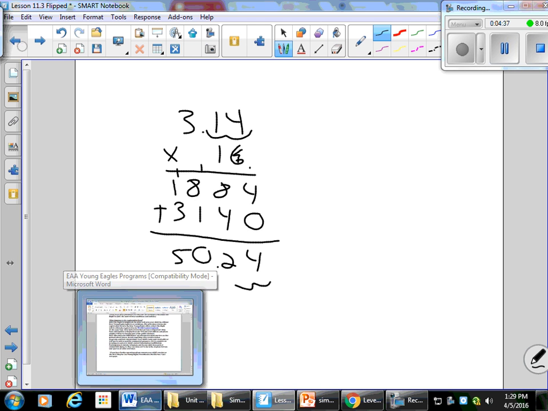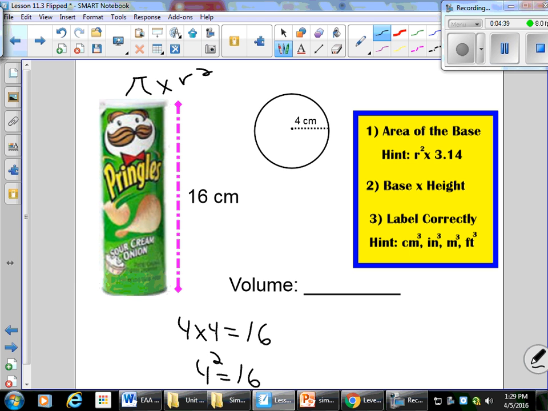Well, what am I going to do with the 50 and 24 hundredths? That is my area of the base. So I've done that first one. Second step, base times height. So I'm going to go 50.24 times 16.